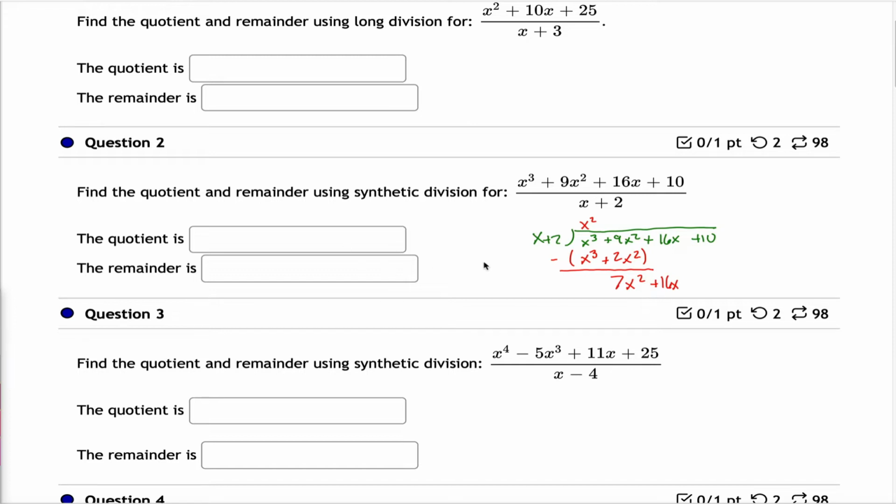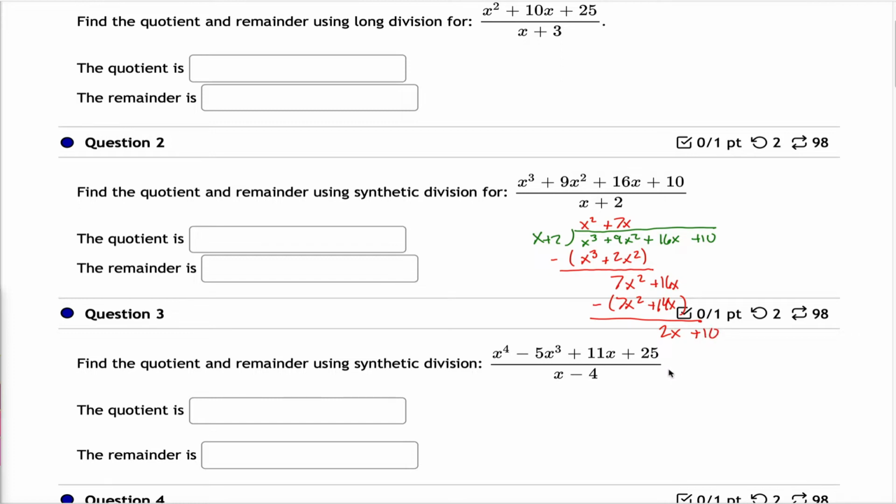I just repeat. Just like I wrote this x squared up top to get rid of this x cubed, now instead of getting rid of x cubed, I'm trying to get rid of a 7x squared. So to get rid of a 7x squared, I'd write a 7x up top. Why? Because 7x times x plus 2 gives me 7x squared plus 14x. Slow down, where did that come from? 7x times x is 7x squared, and 7x times 2 is 14x. Then don't forget that you have to subtract. 7x squared minus 7x squared, that column goes away. 16x minus 14x leaves me with 2x, and I bring down that plus 10.